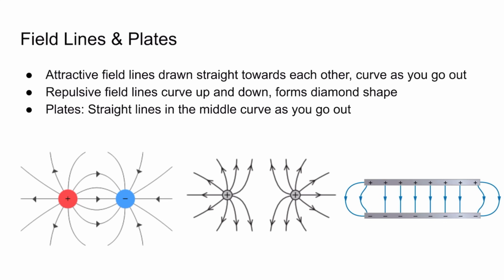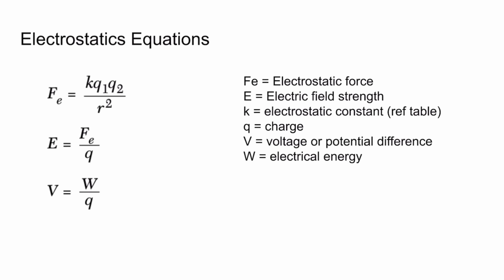Now, this is how you draw field lines. If there's a positive and a negative charge, then those are attractive field lines. So you draw these lines straight towards each other, and as you move outwards, the lines start to curve. If there's two positives or two negatives, then those are repulsive field lines. So the lines will curve up and down away from each other, and the center makes like a diamond shape. If there are charged plates, then there's one negative plate and one positive plate. So in between the plates, you just draw straight lines, and outside the plates, you curve. And these are the electrostatics equations, which are on the reference table.